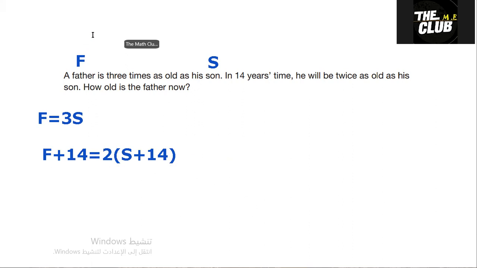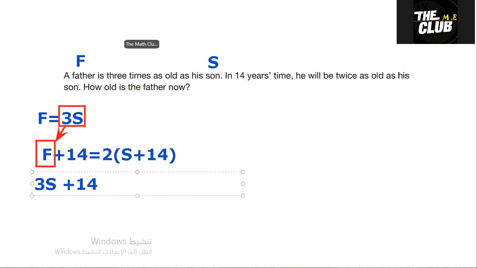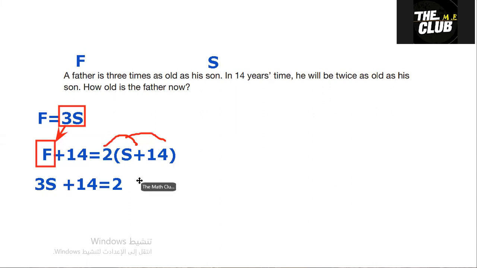We're going to remove the F, which is this one, and put 3S, because F equals 3S. I'm going to put this instead of it so I can solve the equation. You will find here 3S plus 14 equals 2, and here I'm going to do expanding at the same time so we don't waste time. I do expanding here and here. So 2 times S is 2S, and then 2 times 14 is 28.